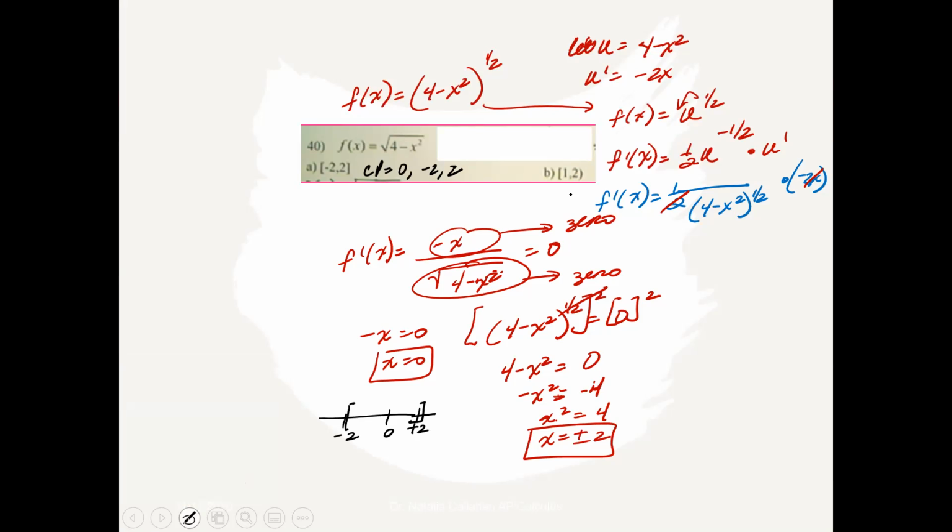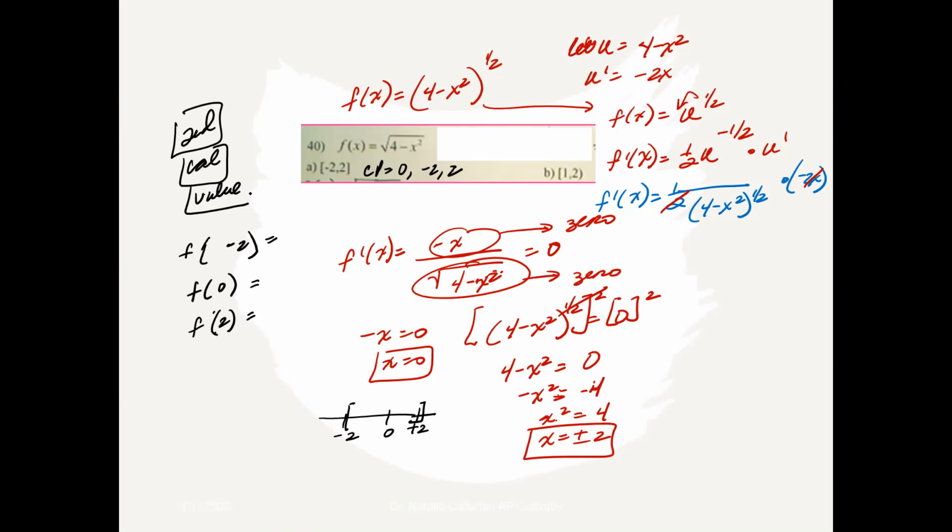But going back to A, if you were to go ahead and find your max and min, you will plug this back into the f value. So f of negative 2, f of 0, f of positive 2. And then find the y value. And remember, you always want to do the second calc value option because that's the simplest thing to do. And you should be able to see that the y value is going to be 0, 2, and 0. So then these two will be your absolute minimum. And this one here is your absolute maximum.